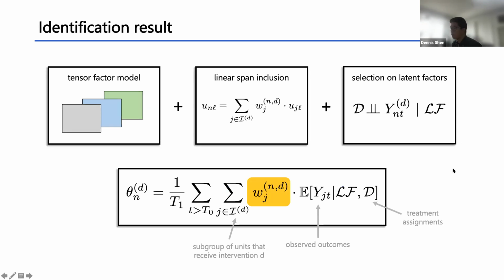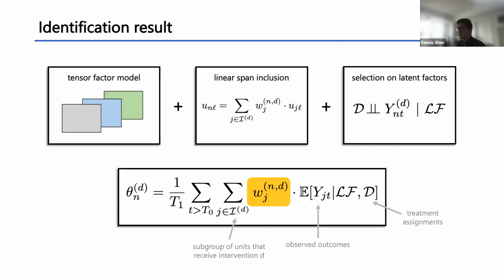So under our causal assumptions, namely tensor factor model, linear span inclusion, and selection on latent factors, we established that we can express our causal estimate theta nd for any nd pair as a function of empirical quantities. More specifically, theta nd can be written as a linear combination of the expected observed outcomes associated with those units that receive intervention d, averaged over the post-intervention period, where the conditioning is now both on the latent factors LF and the treatment assignments d.